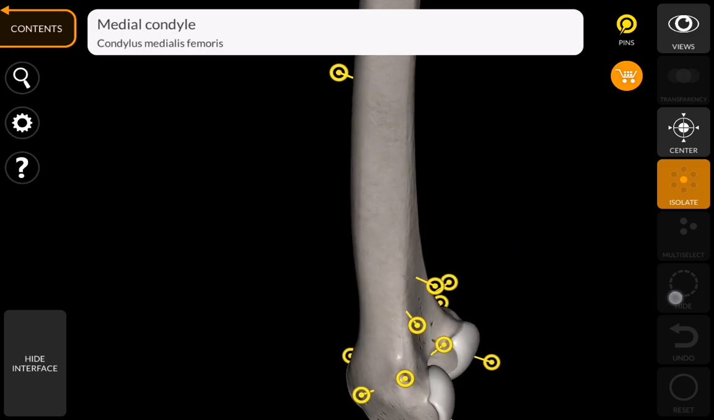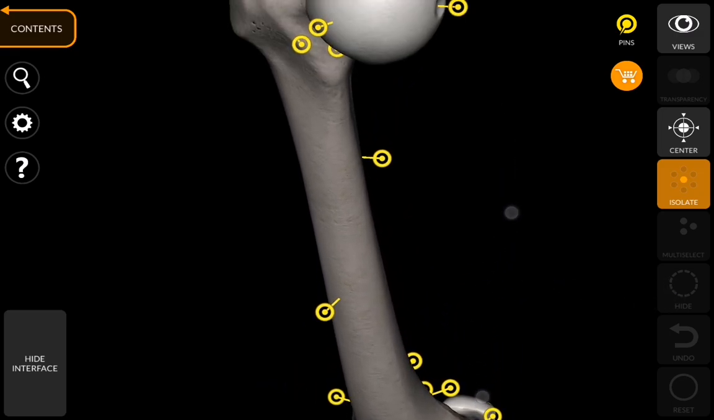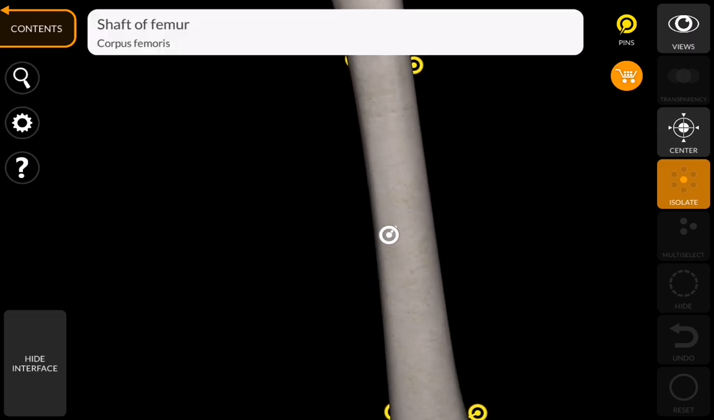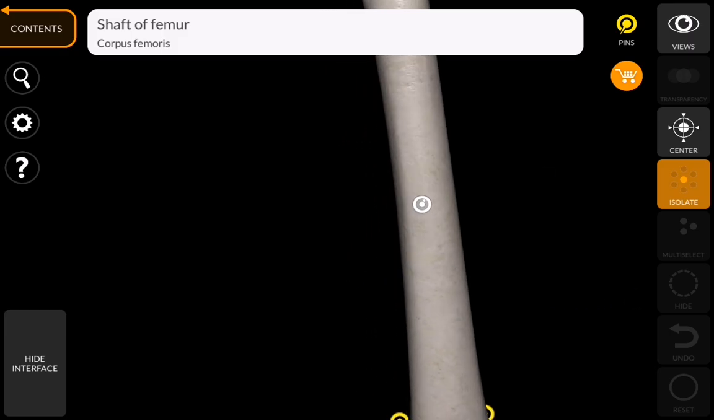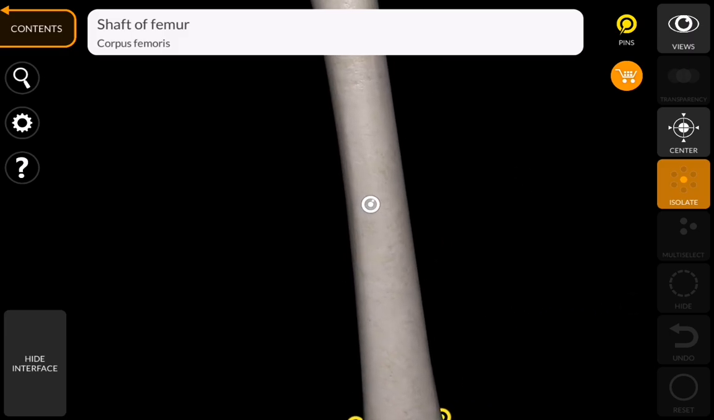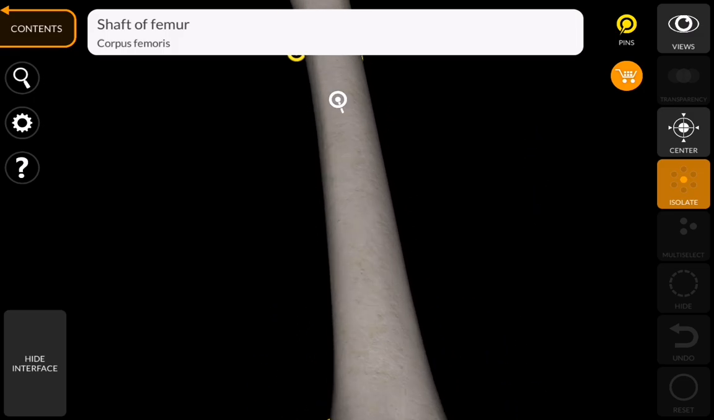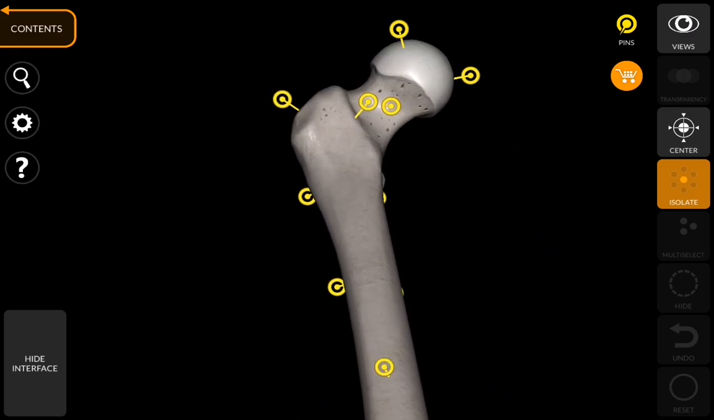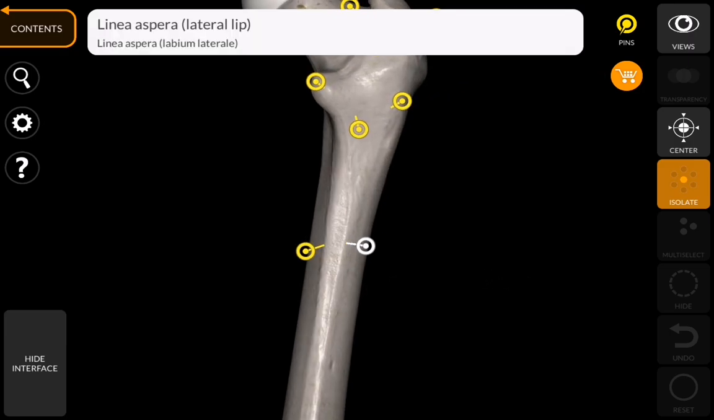Alright, let's move up a little bit more. Here, this landmark is the shaft of the femur. This is where the vastus intermedius muscle will originate from. It will insert all the way down to the patellar tendon right there. At the back here, this is the medial and lateral lip of the linea aspera.